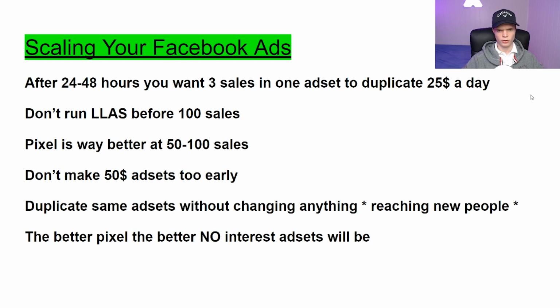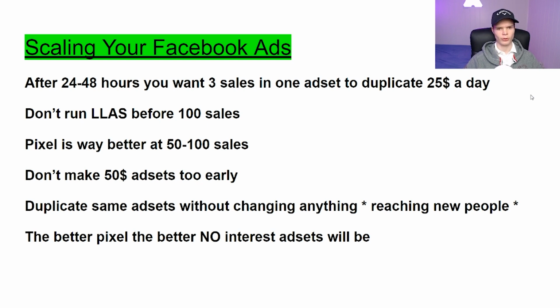But usually when running just a normal product, medium ticket to low ticket, whatever, just get 3 sales and duplicate to $25 a day, because 2 sales could be lucky. It's not enough data, but after 3 sales, you should usually be able to duplicate to $25 a day. The $25 a day duplicate has a higher chance of flopping the longer you wait to make it. So if it takes you 5 days to get 3 sales in an ad set, the $25 duplicate is usually going to do worse than if it takes you 1 day.